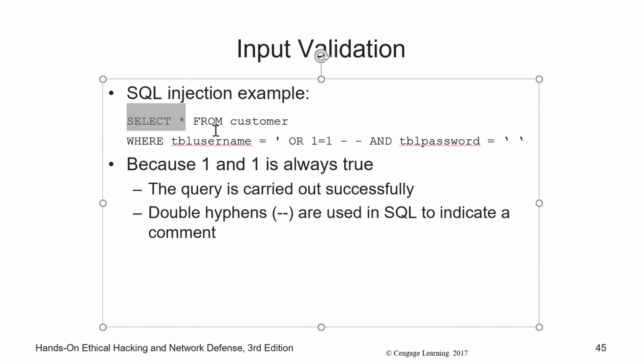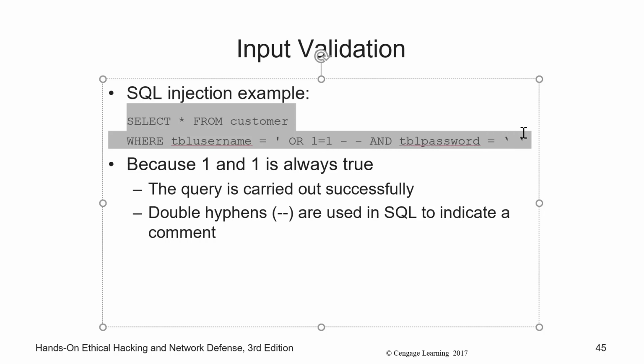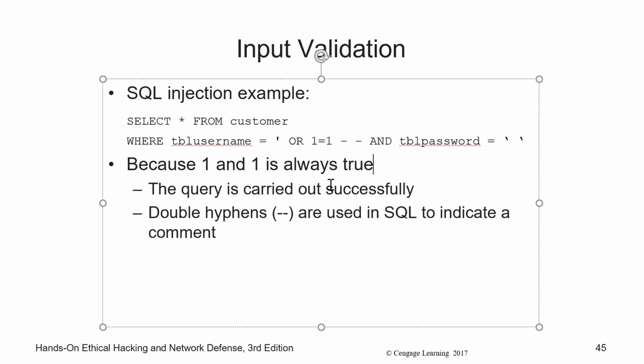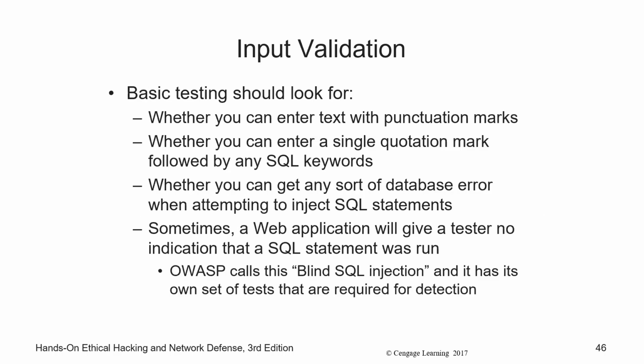Select star from user where username equals tick mark or 1 equals 1 and password equals blank. This is a great example of how I can inject comments, I can inject code. So you might have a select statement that you run, but I can use the input to basically inject whatever I want into the code, to even turn a select query into something that drops a whole database or drops a table.